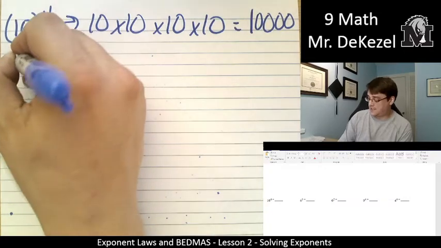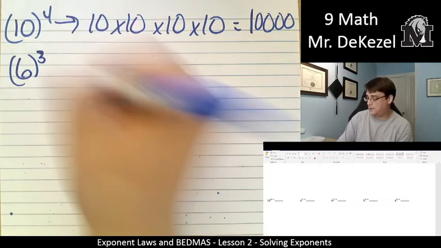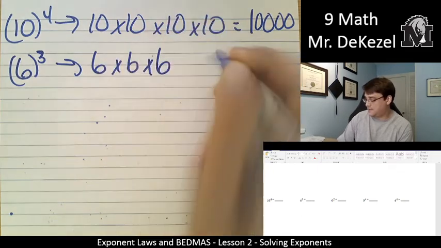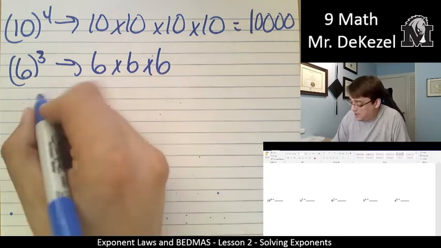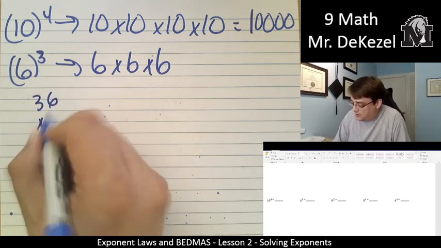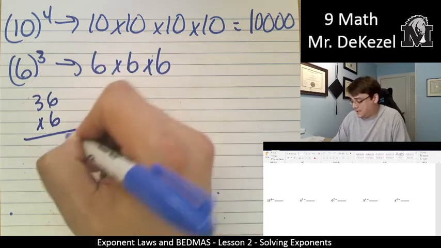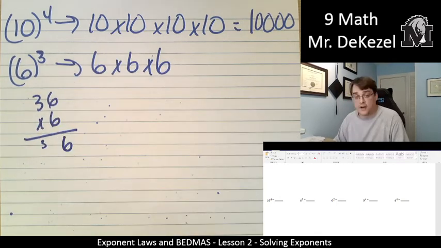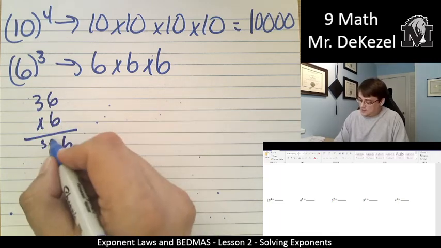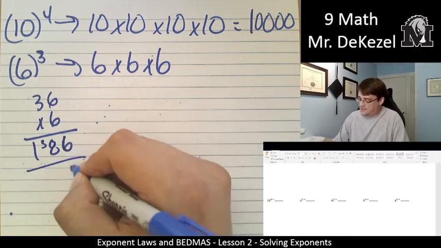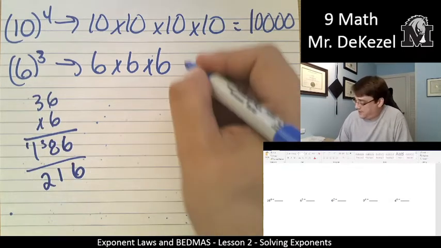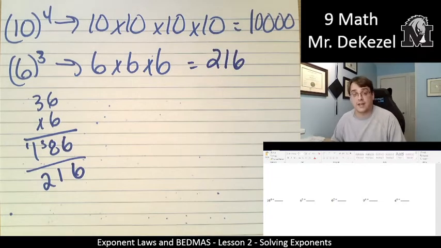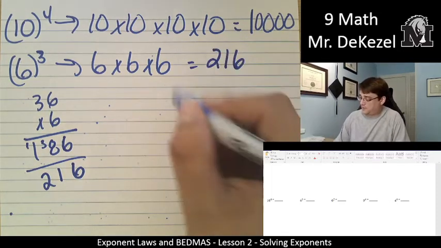We have next 6 to the power of 3. So that is 6 times 6 times 6. I feel like I should know this one, but I don't, so let's just go ahead and do it. 6 times 6 is 36, and then I'm going to multiply that by 6. So 6 times 6 is 36. I got a big 6 and a small 3 for adding. 6 times 3 is 18, so I have 18. I'm going to go ahead and add that. 3 plus 8 is 11, so 216. Yes, I feel like I should have recognized that, but that's okay. 216 would be our answer for 6 to the power of 3.